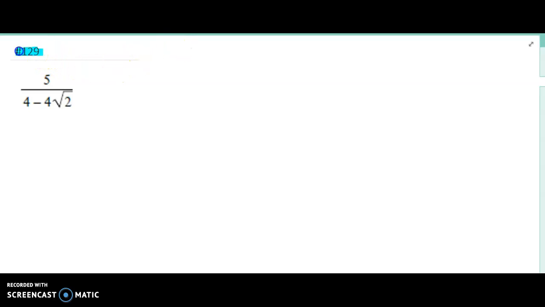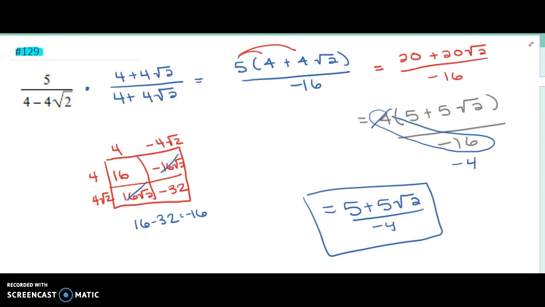All right, let's look at number 29 now. I want you to try and attempt to do this one on your own, and then we'll go over it. All right, so this is what you should have gotten. Now, you're going to multiply by the conjugate, which is 4 plus 4 square root of 2. And when you multiply the denominators, you should get 16 minus 32, which is negative 16.